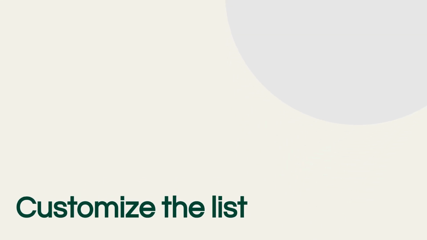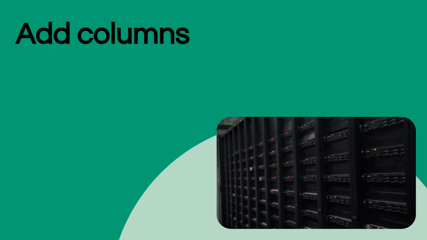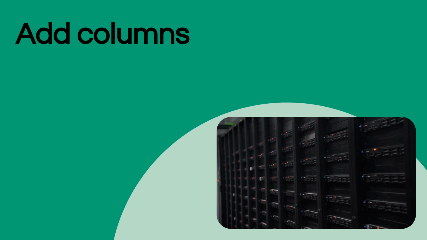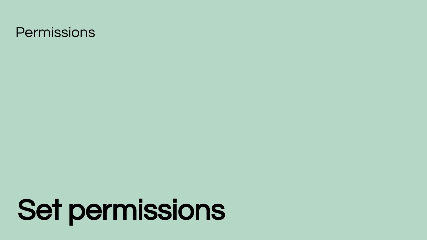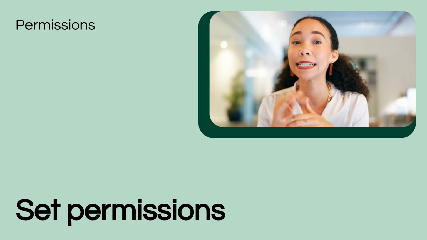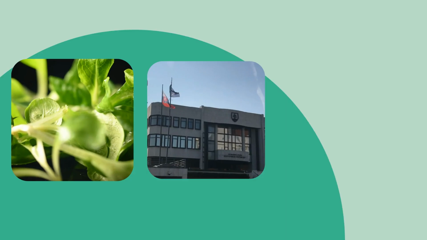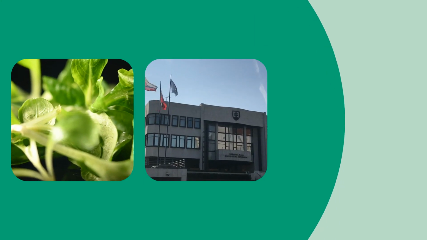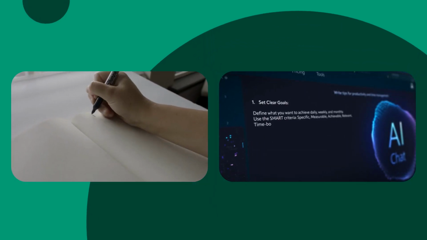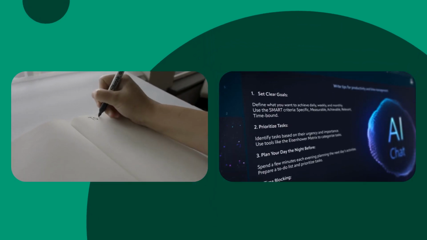Once you've created your list, you can customize it to meet your needs. You can add columns to your list to store different types of data. You can also set permissions for your list to control who can view and edit it. Finally, you can apply formatting to your list to make it more visually appealing. You can also add additional settings to your list, such as versioning and content approval.